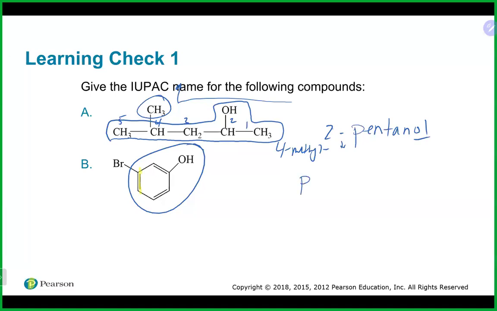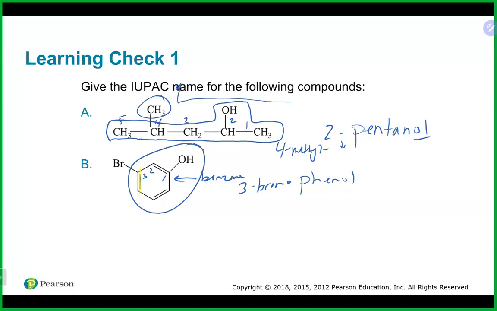It is phenol. Remember, this is not cyclohexanol because it's got some double bonds. That is a benzene ring, as we were just talking about, that has an OH on it, and that is a phenol. So that is the main group there. And 1, 2, and 3, and that's going to be a 3-bromophenol in this case. Questions on those there?